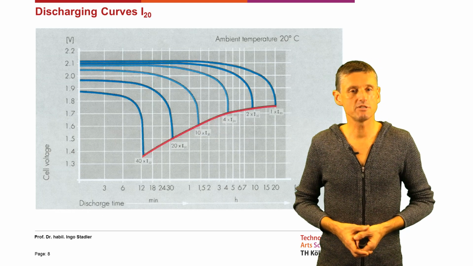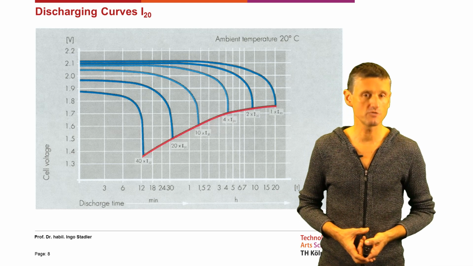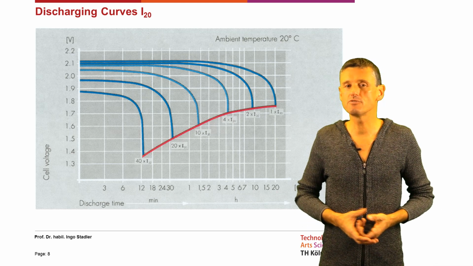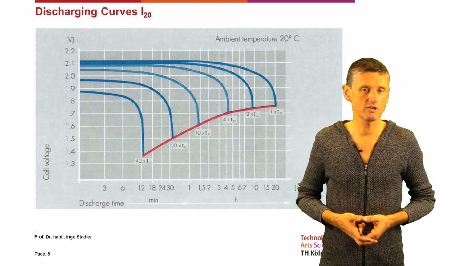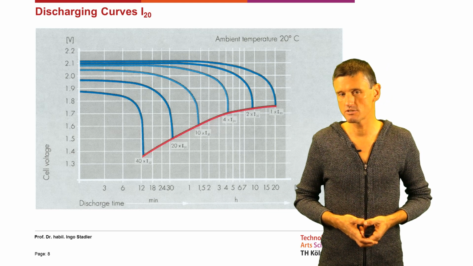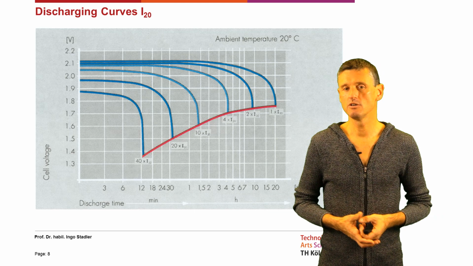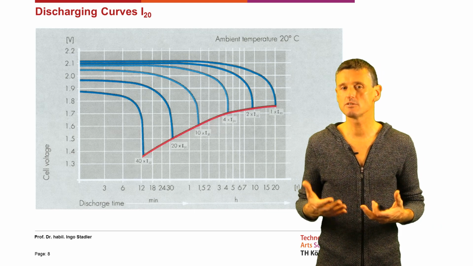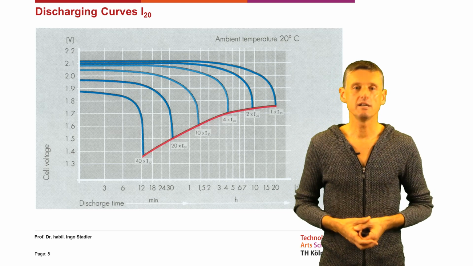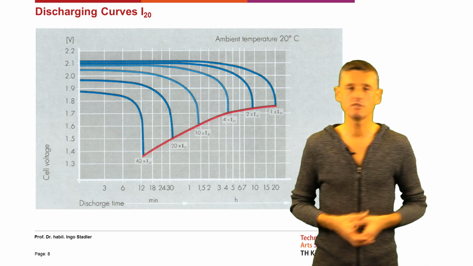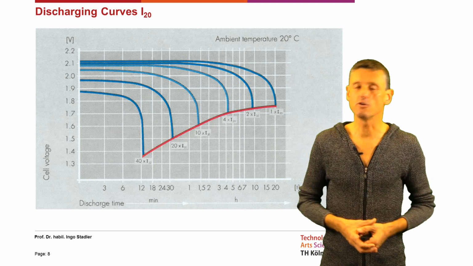That, for example, is a characteristic curve of a lead-acid battery delivered by a manufacturer. There we see different discharge currents, these are the different blue lines in the diagram, all at 20 degrees Celsius. I20 is the highest blue curve, discharged in 20 hours, and then we have 2 times I20, 4 times, 10 times, 20 times and 40 times I20.